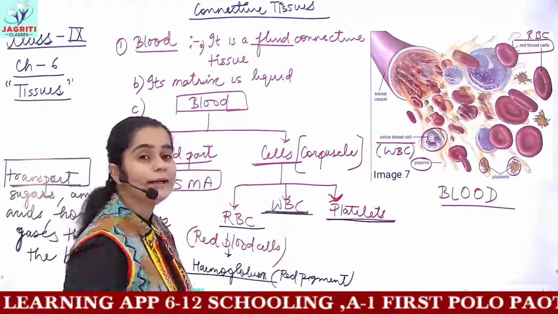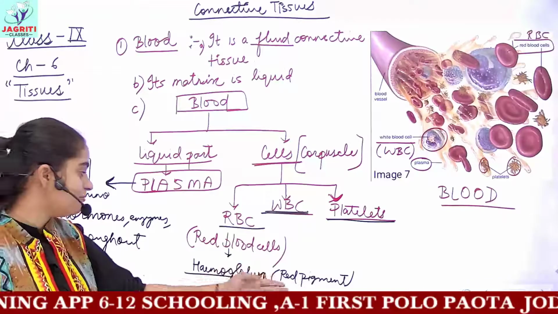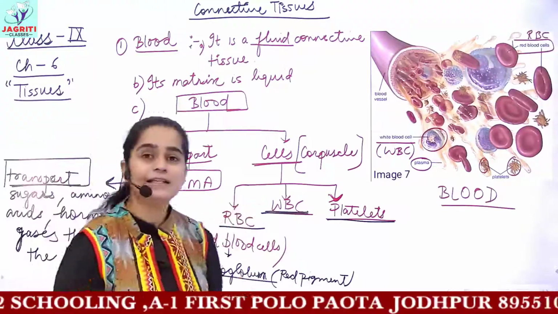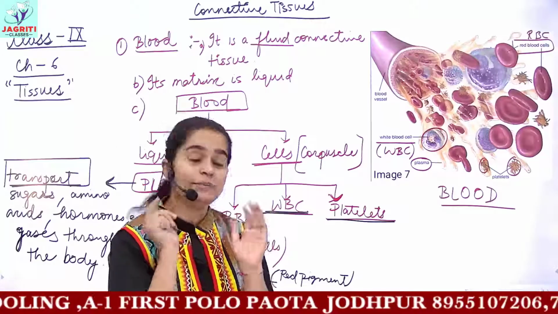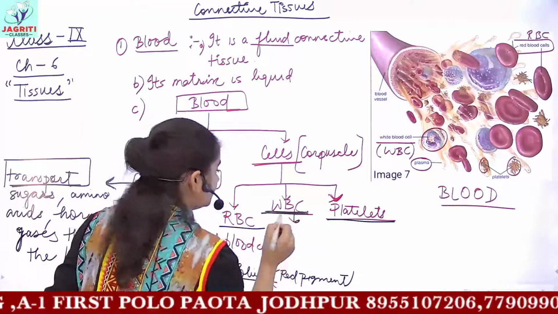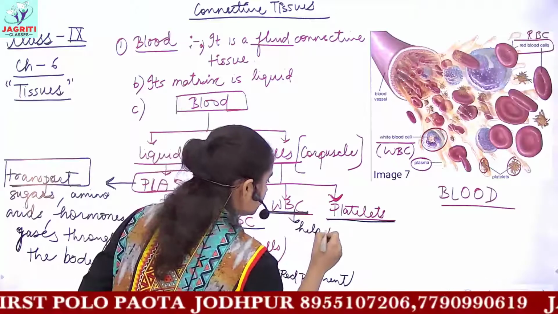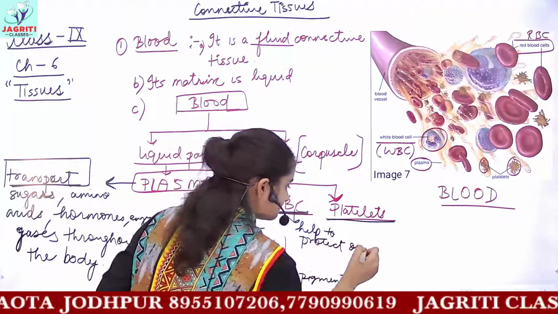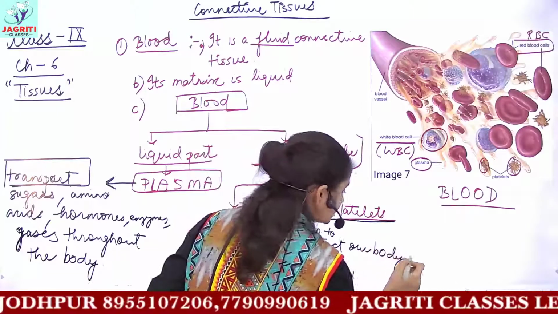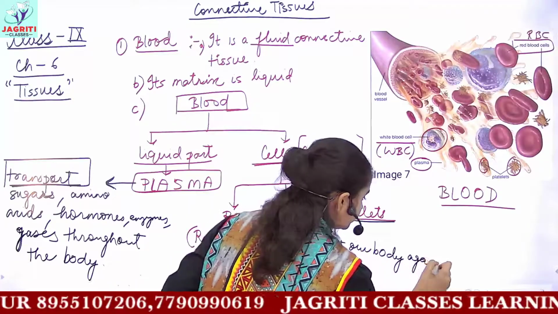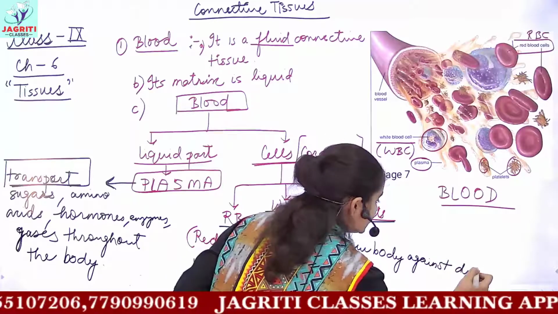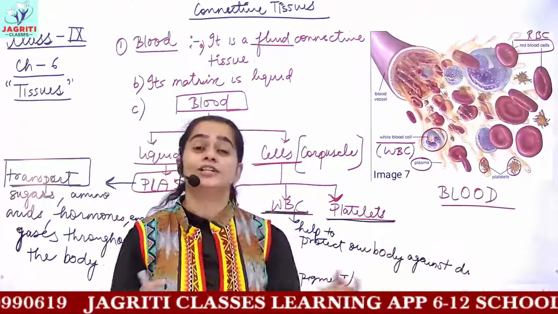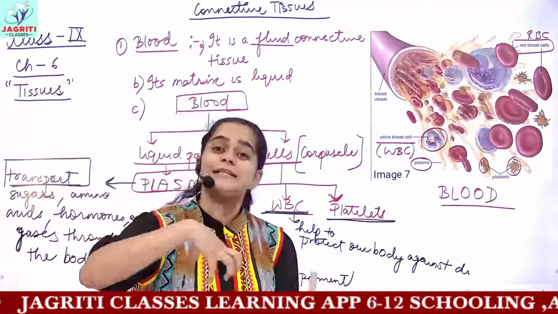Now coming to white blood cells. Because they do not have any such colored pigment, hence they appear white in color and are called white blood cells. What is the main function of white blood cells? These white blood cells help to protect our body against diseases, okay? So these protect our body against disease causing organisms, or you can say it protects against the pathogens. Pathogens are bacteria, viruses which cause disease in your body.